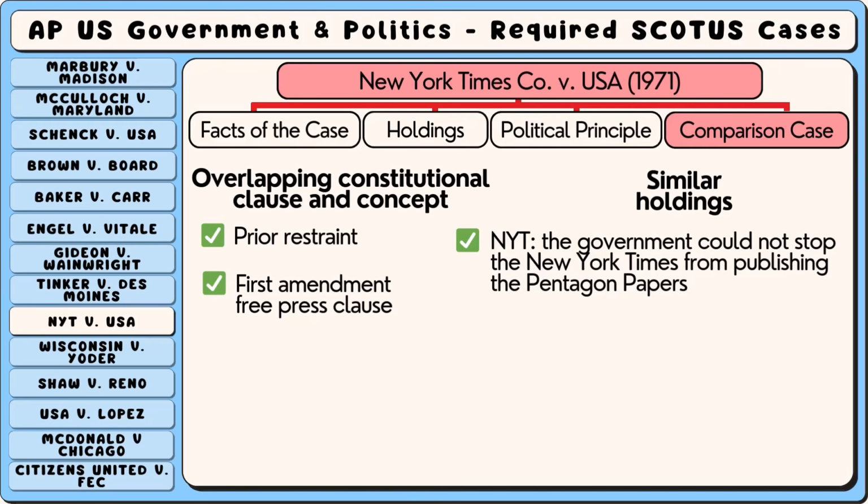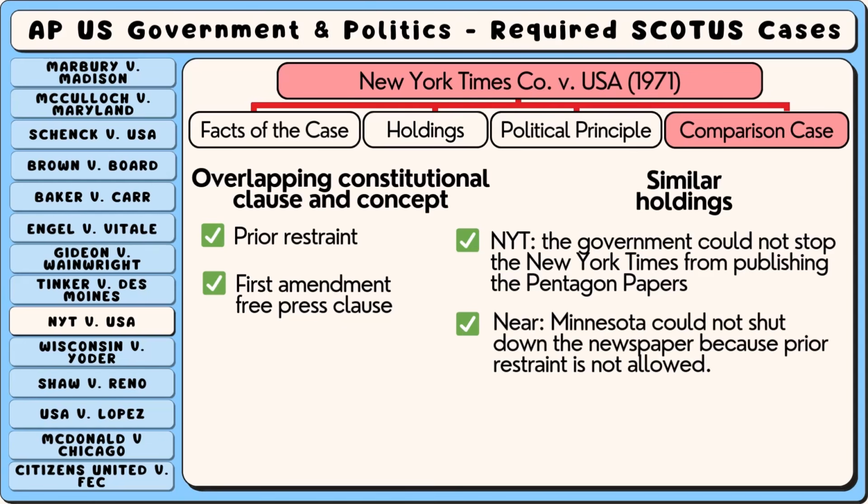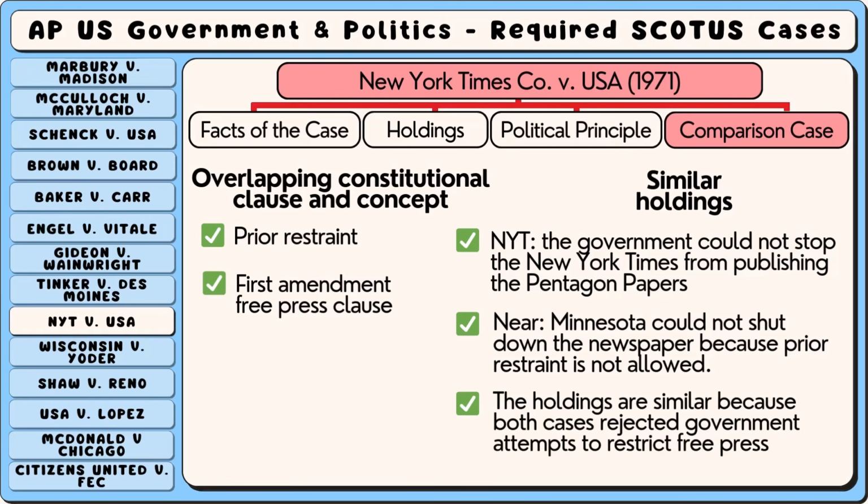The holding in New York Times Company versus United States was that the government could not stop the New York Times from publishing the Pentagon Papers because the First Amendment strongly protects the press from prior restraint. The holding in Near versus Minnesota was that the state could not shut down the newspaper because doing so was an unconstitutional form of prior restraint. So the holdings are similar because both cases rejected government attempts to block newspapers from publishing, strengthening the freedom of the press under the First Amendment.